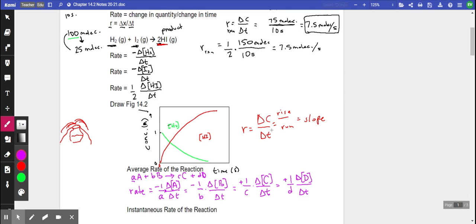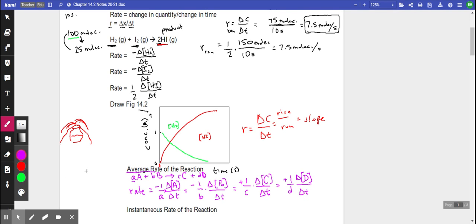Okay, so to find the average rate of a reaction, we can use any of the species, reactants or products, whatever we're given, the change in the concentration over the change in time multiplied by 1 over the coefficient, and always make the rate a positive value. Okay, so if you get a negative change in concentration, you're going to multiply that by a negative 1. Okay, so that's how we find the average rate.